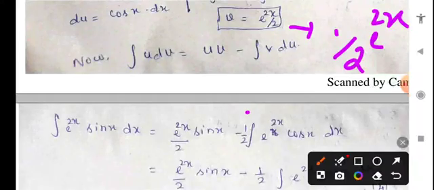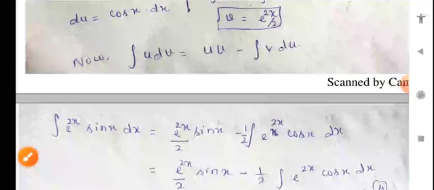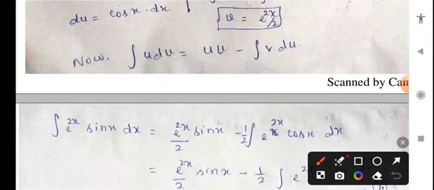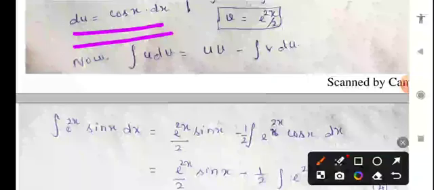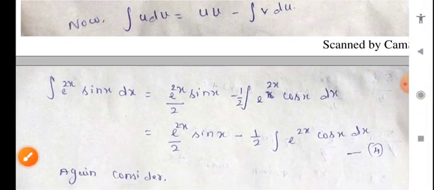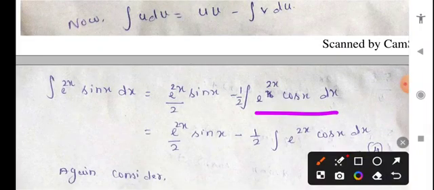So that is minus 1 by 2 into integral over e power 2x into du. What is du here? It is cos x into dx. Substituting in this formula, we get minus 1 by 2 into integral over e power 2x into cos x dx.